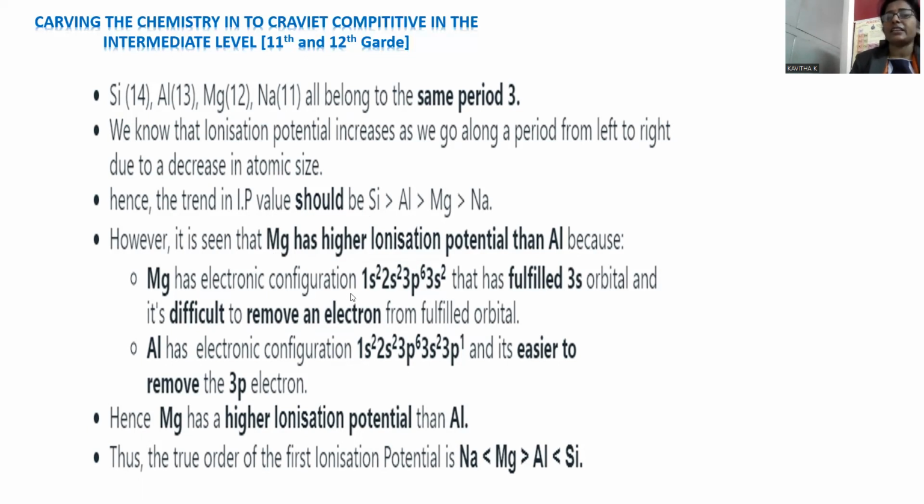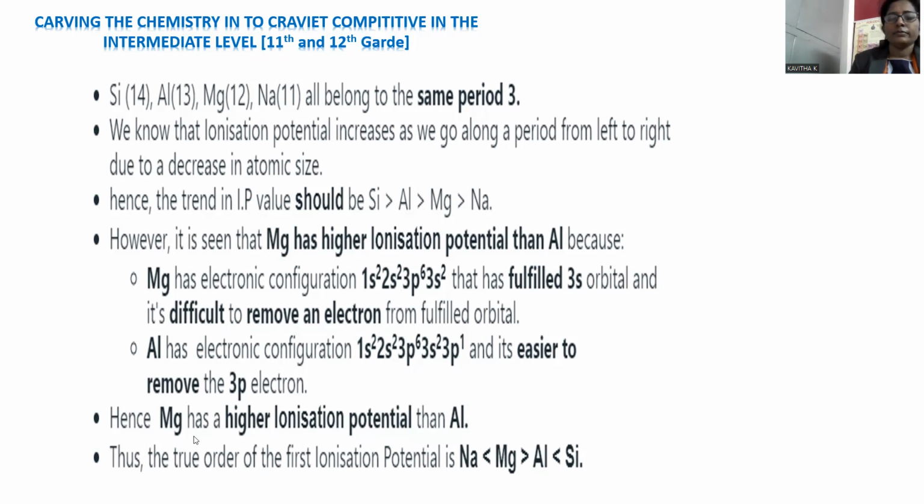This is explained by taking their electronic configuration. The electronic configuration of magnesium is 1s2, 2s2, 2p6, 3s2. If you observe, all the orbitals are completely filled. Completely filled orbitals are more stable and it is very difficult to remove the electron. Hence, it has the higher ionization potential. In aluminum, 3s2, 3p1, only one electron is there in the 3p orbital, so it is very easy to remove that electron. Hence, aluminum is comparatively lower.